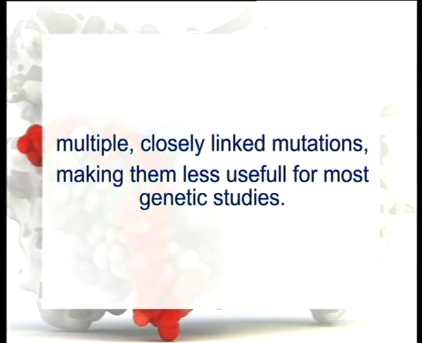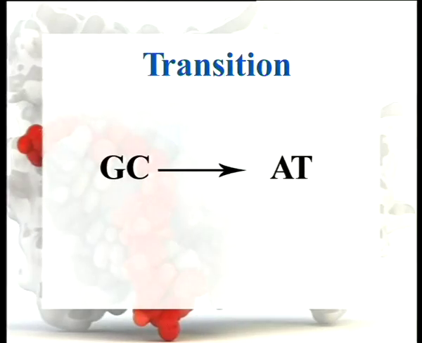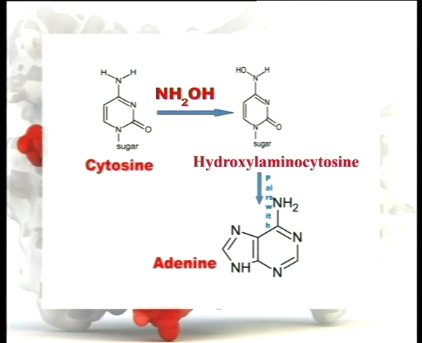Mutants isolated after nitrosoguanidine treatment often carry multiple closely linked mutations, making them less useful for most genetic studies. The hydroxylating agent hydroxylamine, in contrast to many of the alkylating agents, has a very specific mutagenic effect. It induces only guanine-cytosine to adenine-thymine transition. The resulting hydroxyaminocytosine can base pair with adenine to produce the observed guanine-cytosine to adenine-thymine transition.